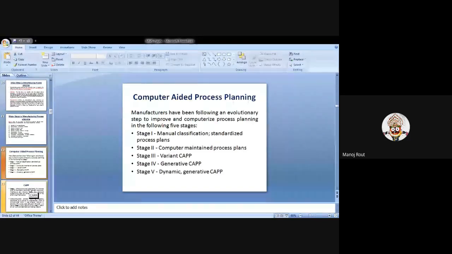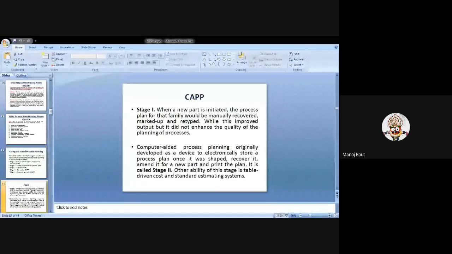In stage 1, when a new part is initiated, the process plan for that family would be manually retrieved, marked up, and retyped. While this improved output, it did not enhance the quality of planning of the particular process.